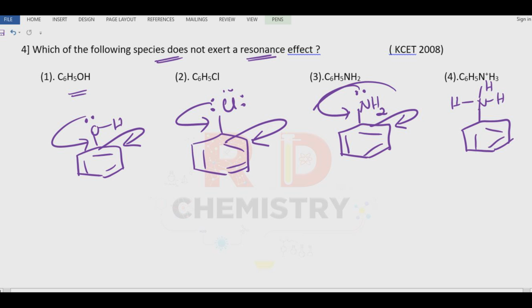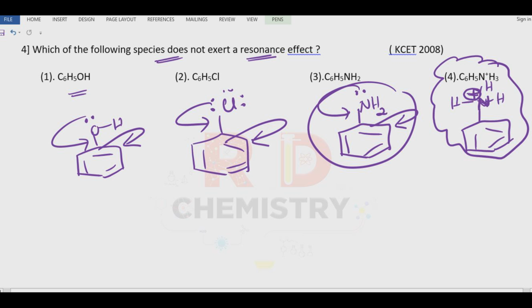Now compare with this molecule. The lone pair is lost from the nitrogen, positive charge. Whenever there is a positive charge on nitrogen, it acts as an electron withdrawing group. So the lone pair is not delocalized. Therefore, the answer is option number 4. Right?